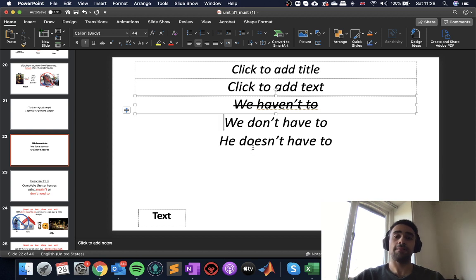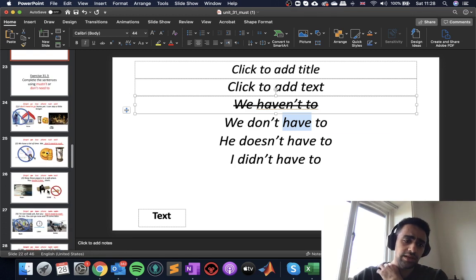So yes, in the past as well, we use the same thing. So what's the negative version of I had to? I didn't have to. So in the past, we treat it as a normal past simple sentence, and if we want to negate it, then we use didn't. Our helping verb here is do, does, and didn't. It's not have. Have is our main verb here. All right.